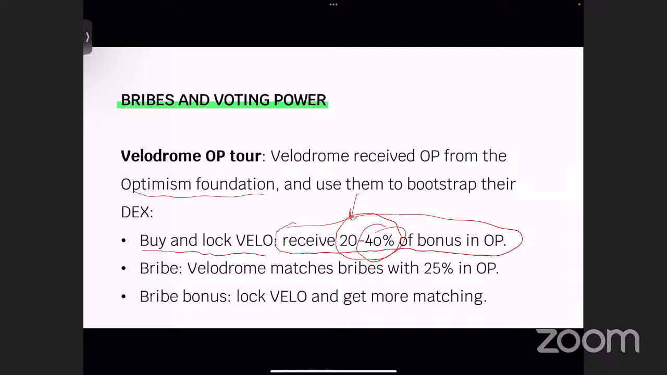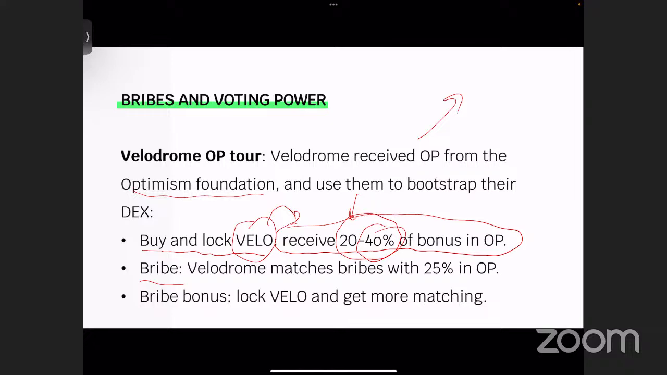And then what do you do with those OP? Well, you can sell them to buy more Velo, to lock them, to receive more OP, and so on and so on. So you can create an infinite loop. And this is what makes the value of Velo go up, because basically many projects or people dump the OP they receive to buy more Velo. And why do they do this? Because like that, they increase their voting power. Maybe they are protocols, maybe they are liquidity providers, and they want to bribe, but also to have a lot of voting power.